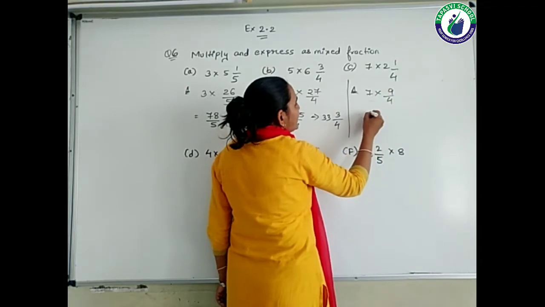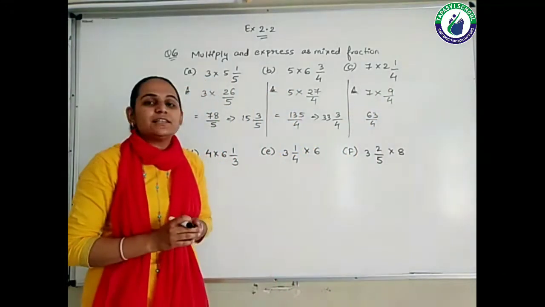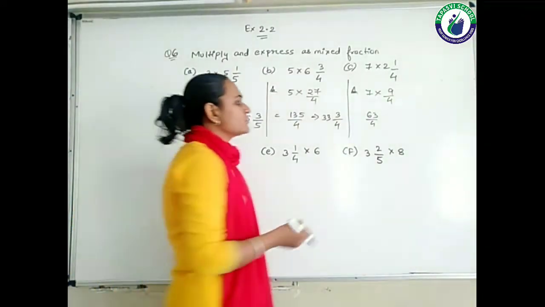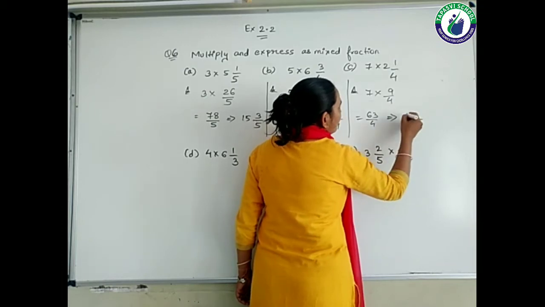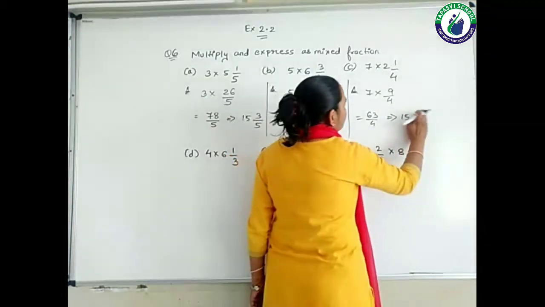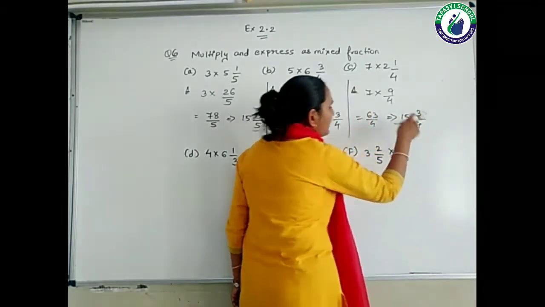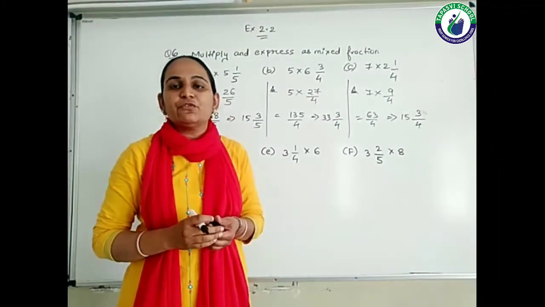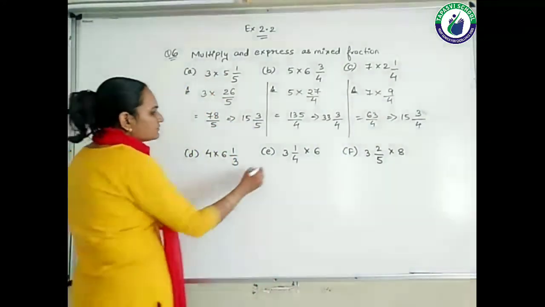Now 7 nines are 63 by 4. So we'll convert this answer again into the mixed fraction, students. So the mixed fraction of this will be 15 fours are 60 plus 3. So we'll get 15 integer 3 by 4. See the next one, students, this one.